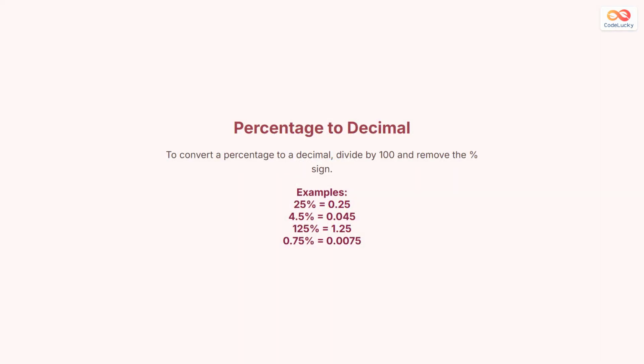To convert a percentage to a decimal, divide the percentage by 100 and remove the percent sign. For example, 25% divided by 100 is 0.25. 4.5% is 0.045. 125% is 1.25. 0.75% is 0.0075.